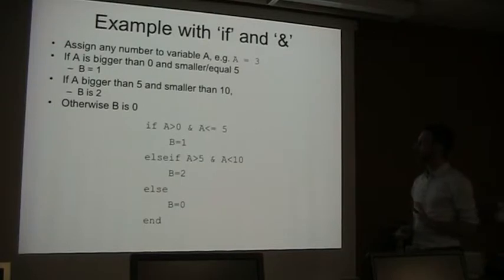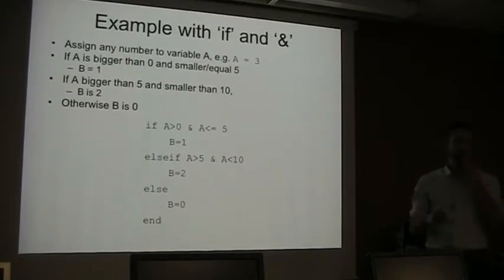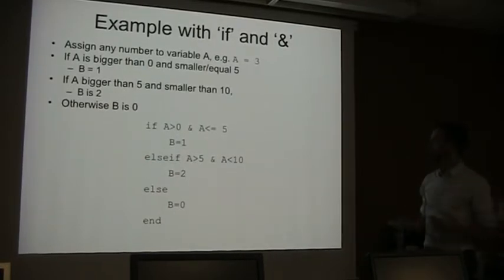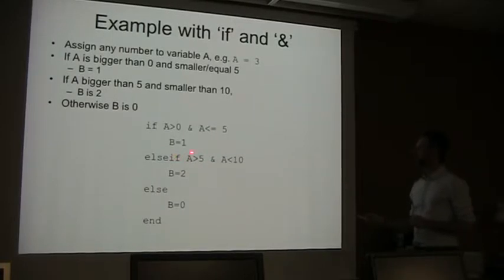Let me show you how this goes. This is exactly what I said, just in code. So we write if A bigger than 0 and A smaller or equal to 5, then, on the new line, B equals 1. Else if, let's now introduce an alternative. And there's another if test basically: A bigger than 5 and smaller than 10.